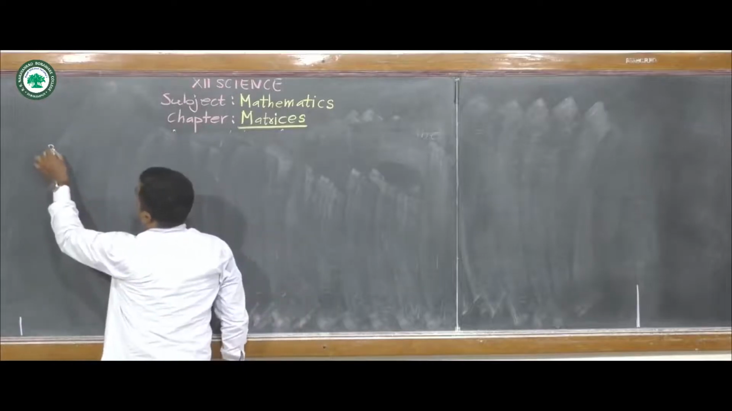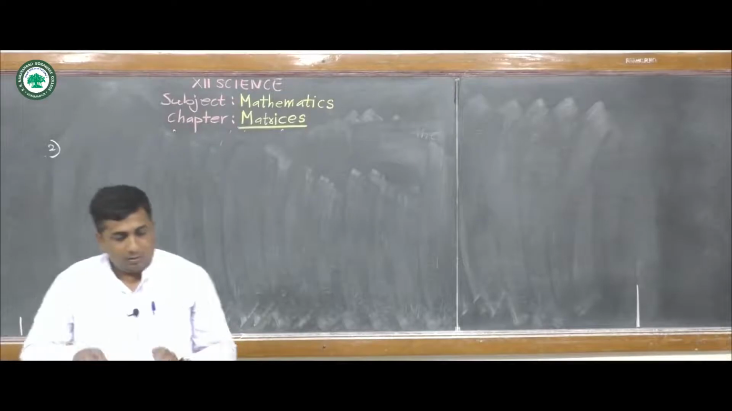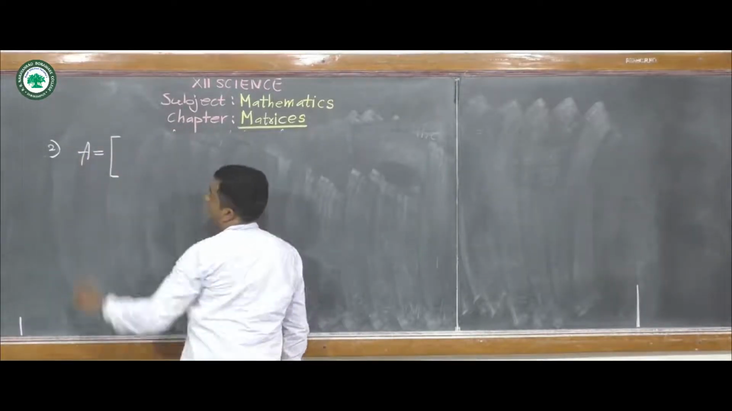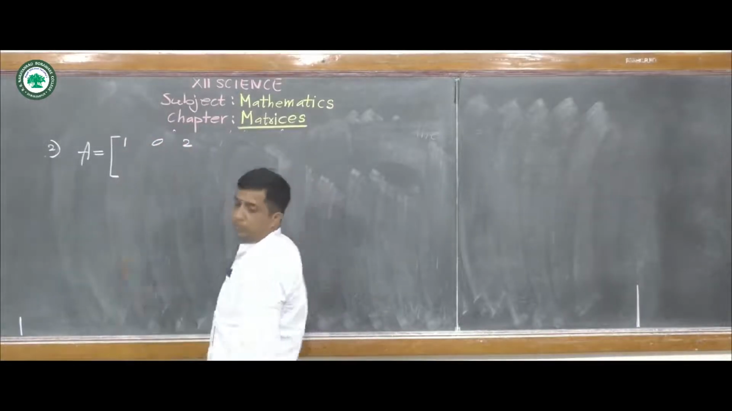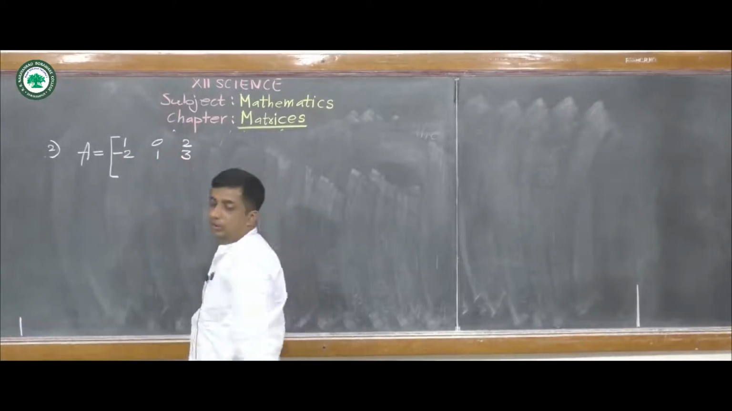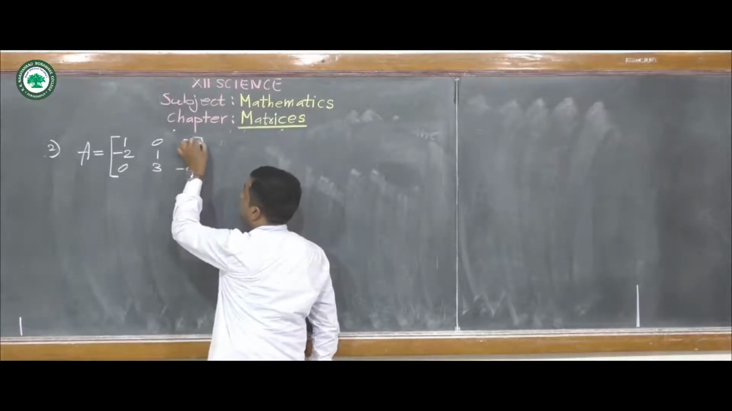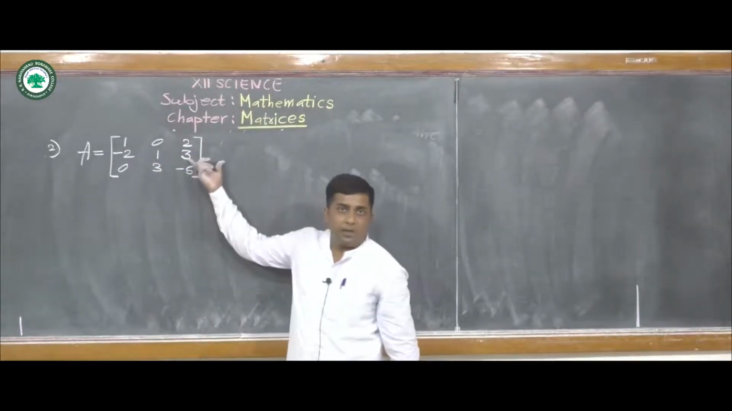Okay, here again we have to find the cofactor matrix. The given matrix is A, which has in the first row 1, 0, 2, then for the second row minus 2, 1, 3, then for the last row 0, 3, minus 5. We have to find the cofactor matrix of the given matrix.